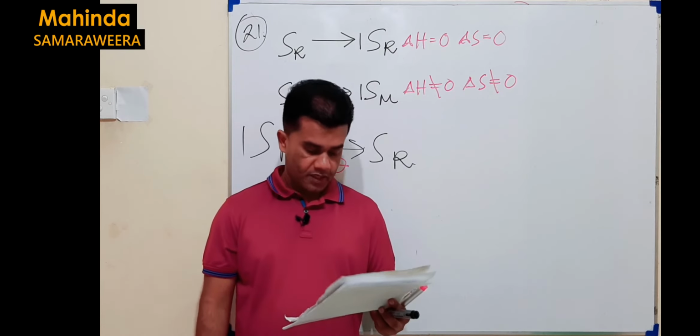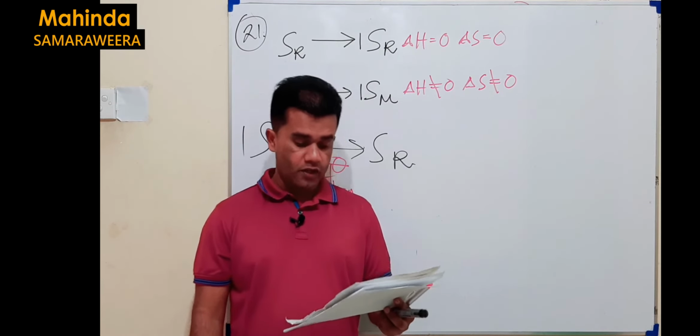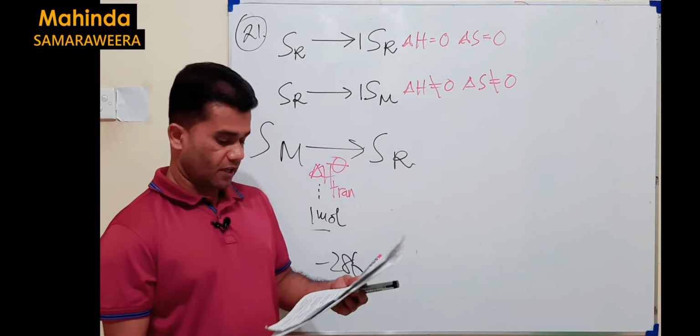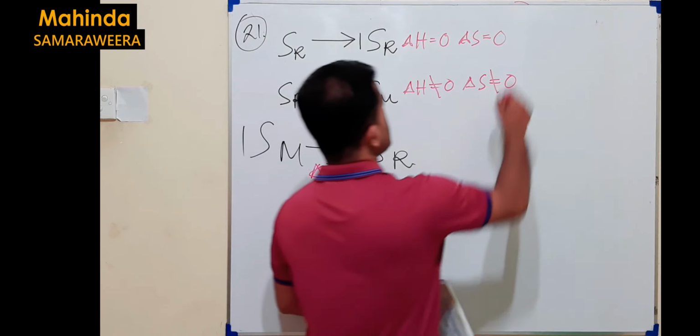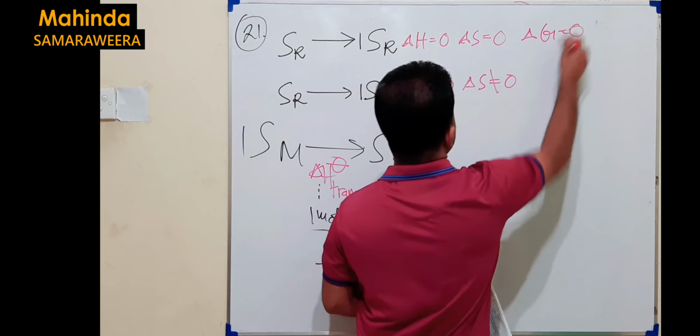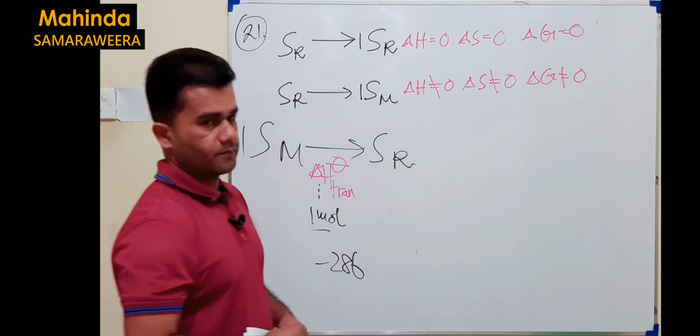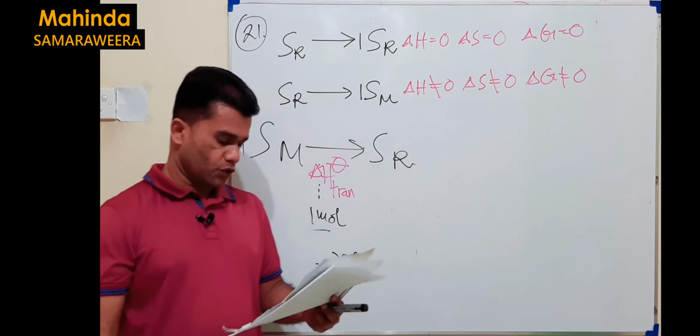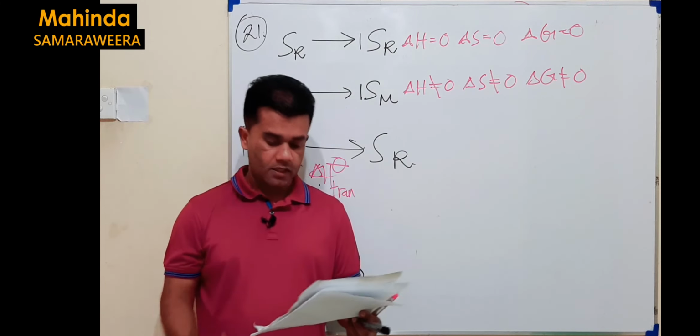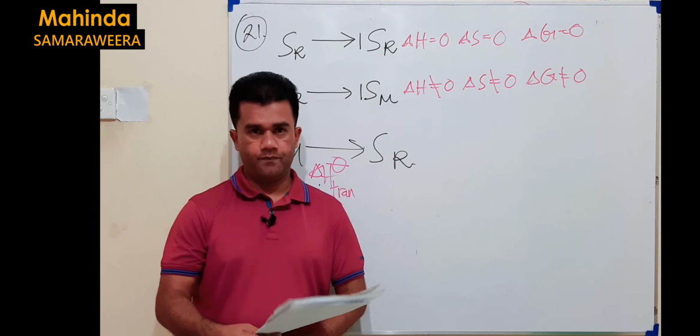So D, delta G theta is 0 only for rhombic sulfur and monoclinic sulfur has a value. Yes, in this particular case, delta G is also 0, but here delta G is not equal to 0 for the formation. So therefore that statement is true. A and D correct means the fourth answer.